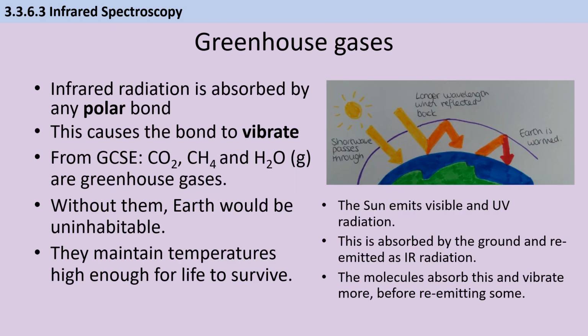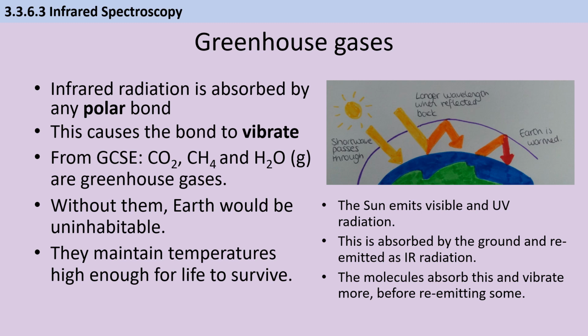And then slightly randomly, I think, we get a bit shoved on about the greenhouse effect. And I can see the relevance of this because it's all about infrared and making polar bonds vibrate, but it just seems really random in the context of chemical analysis. So we've already said that infrared radiation is absorbed by any polar bond, and this causes the bond to vibrate. And you know from GCSE that there are 3 named gases that we studied that are greenhouse gases because they contain these polar bonds that vibrate in a bunch of different ways.